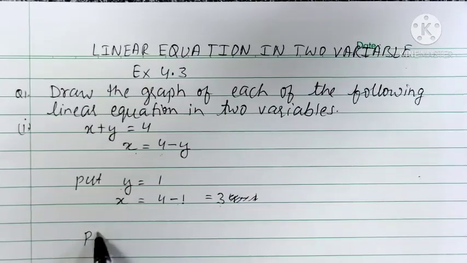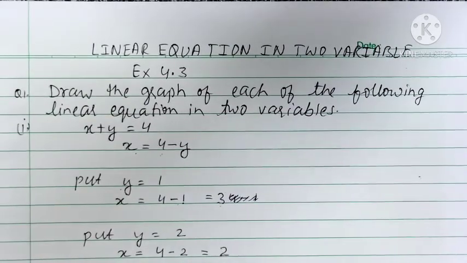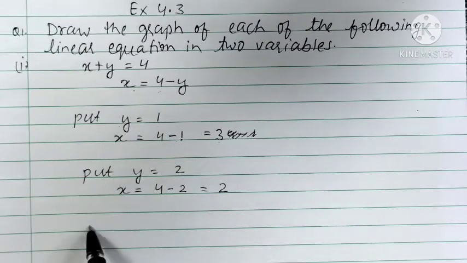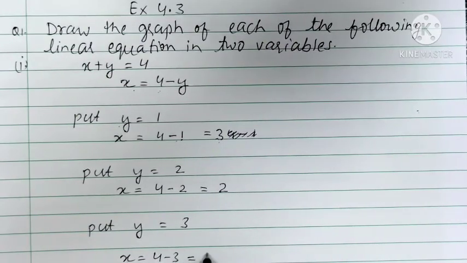Now we'll put the value of y equals 2. When we put y equals 2, we get 4 minus 2, that is equal to 2. So now we are getting another solution, that is 2 comma 2. Now we'll take another value, y equals 3. So x equals 4 minus 3, and that is equal to 1.